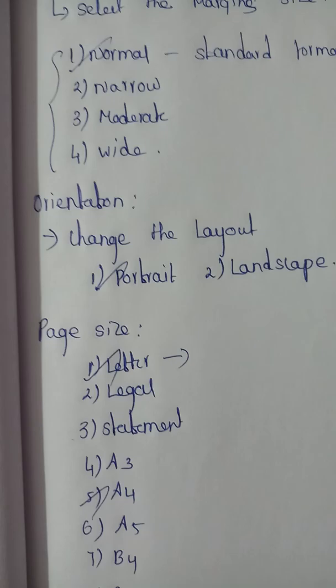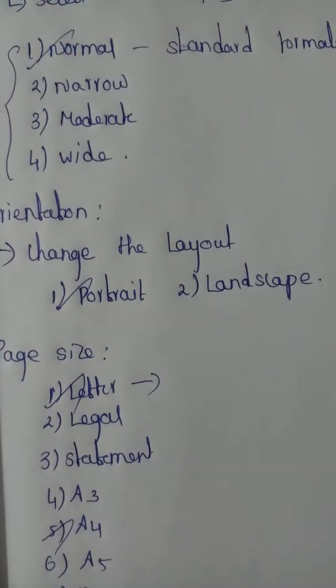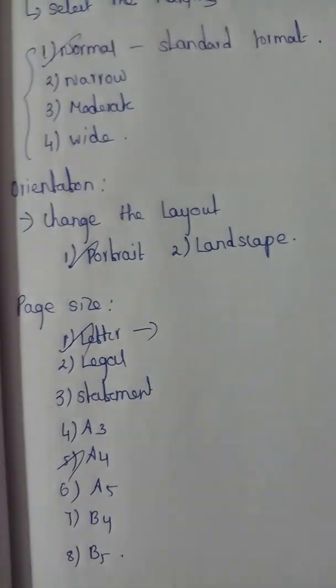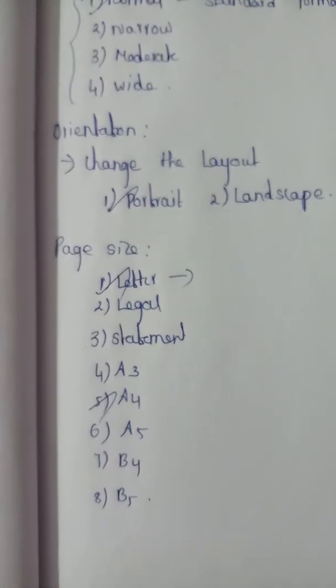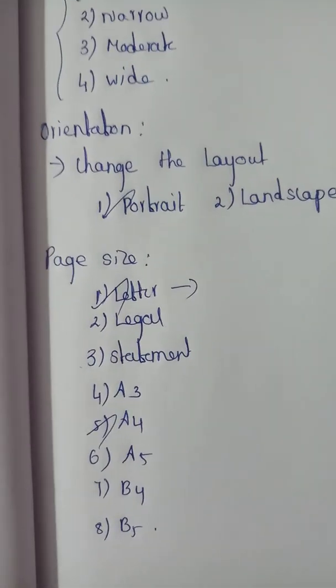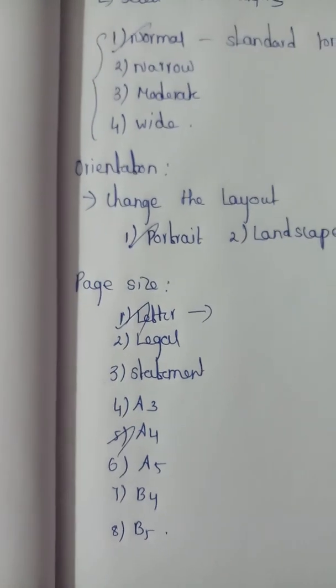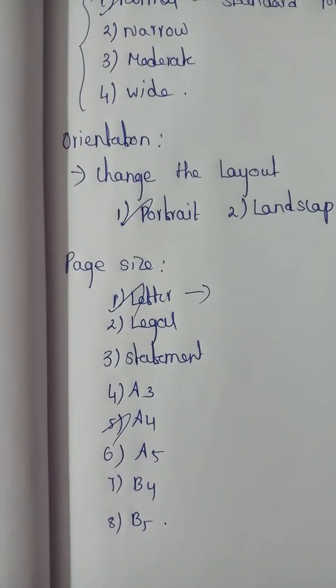The orientation is used to change the layout of the paper. And then you can apply the paper size for the current section or for the whole document. The standard format for paper size is letter and A4.